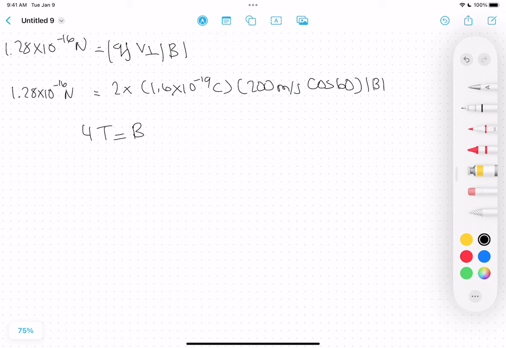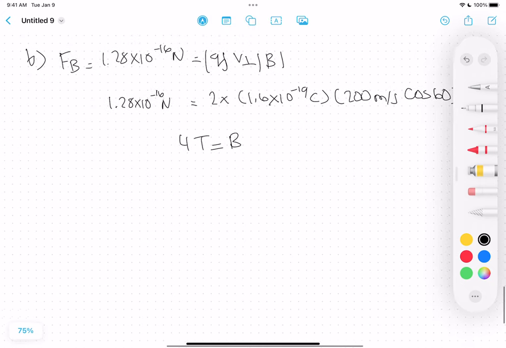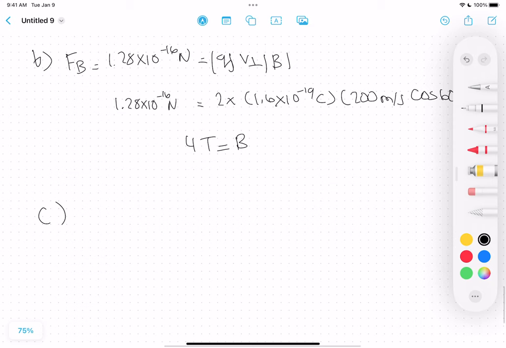Now, part C is saying the field is generated by a solenoid. So remember, a solenoid is a current-carrying wire that has a bunch of loops together. So you either have a straight current-carrying wire, a circular loop, or that solenoid, which is a bunch of circular loops together, right? It says the field is generated by a solenoid with a length of 50 centimeters and 1,000 turns. So 1,000 turns is like saying 1,000 circular loops, basically. And so they want you to calculate the current generating the field.